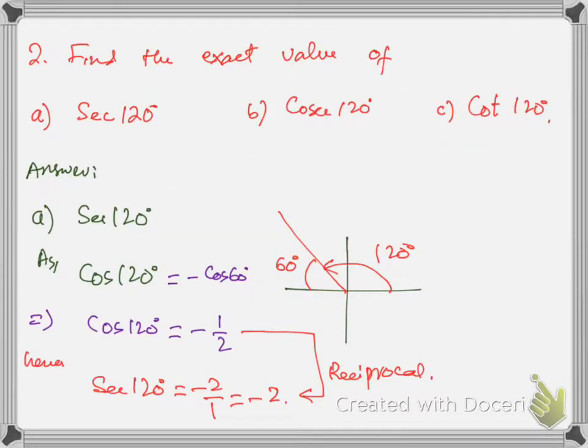Find the exact value of sec 120, cosec 120 and cot 120. We will not solve these functions. We will find the values of cos 120, sin 120 and tan 120 first, and then we will get the values of these drive functions. So sec 120. For sec 120, you should solve cos 120. Since cos 120 is in second quadrant, so it must be negative. So be careful regarding this sign. And you know this is the special angle, so you know the value of cos 60 is half. Therefore cos 120 will be negative half. Hence sec 120 will be the reciprocal of negative half, which is minus 2.